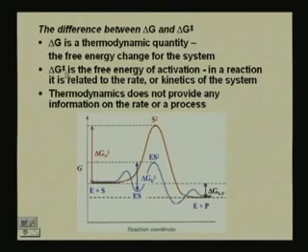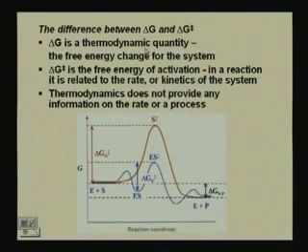But the delta G dagger that we have here, what is that? That is the free energy of activation in a reaction. It is related to the rate or the kinetics of the system. Thermodynamics does not provide any information about the rate of the system. It is just going to give you the delta G thermodynamic quantity that tells you whether the reaction is spontaneous or not.